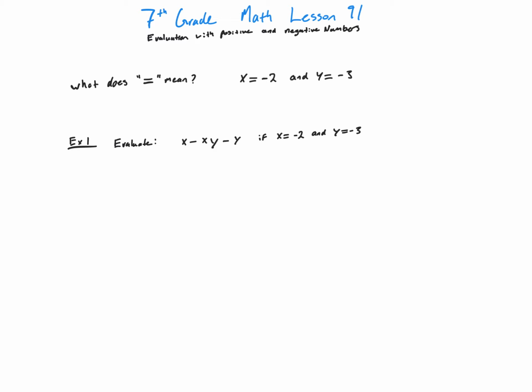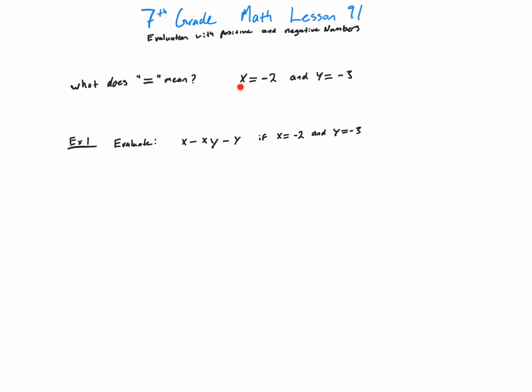Today is lesson 91. We're talking about evaluating with positive and negative numbers. This is something we've kind of done before, evaluating, but we've done it with just positive numbers in the past. Now we're also going to throw in negative numbers as well. And the main thing you need to remember when you're evaluating is, what does this symbol mean? If x equals -2, what does that mean?